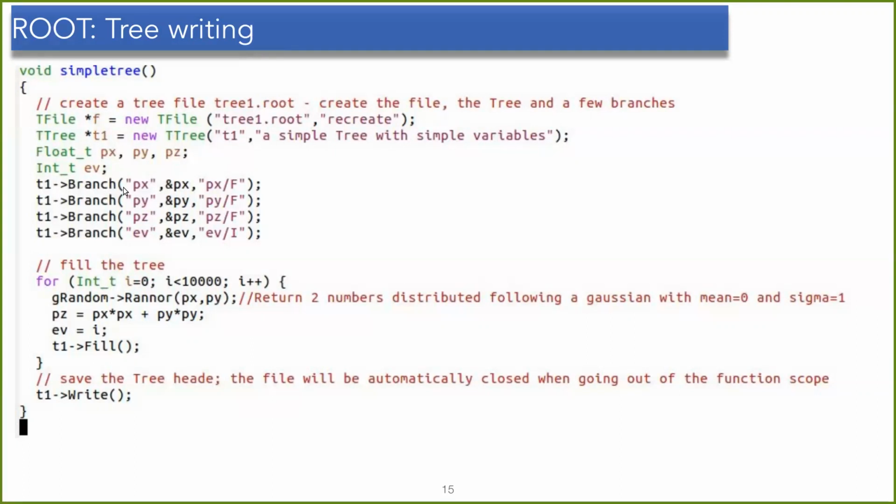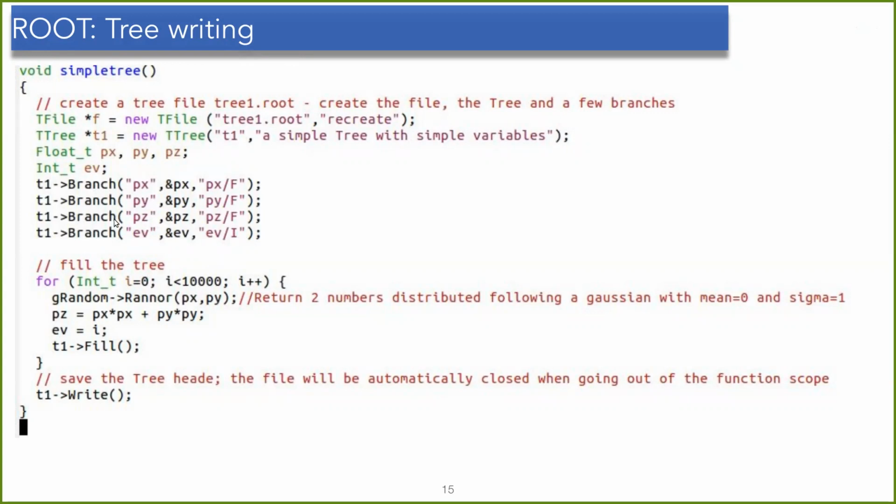You can just define the branch where the first argument corresponds to the name. The second argument corresponds to the variable that you have defined, that is px, py, pz. And the third argument corresponds to the type of the variable. For example, px, py, and pz are float type. That is why it is defined as /F. And if you want to define a branch of an integer variable, then you need to do /I.